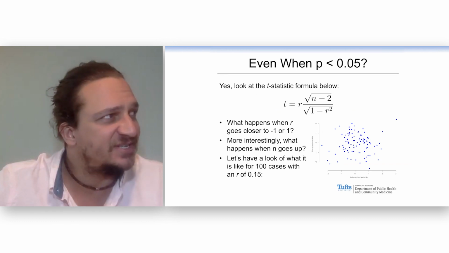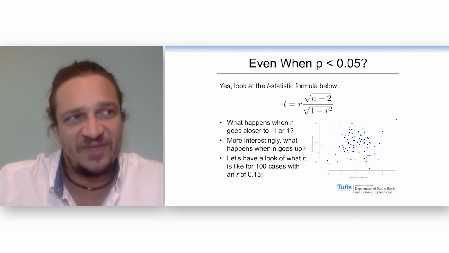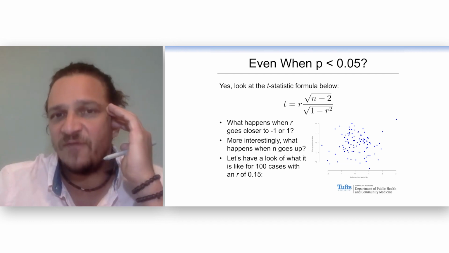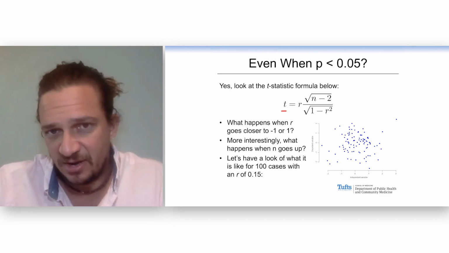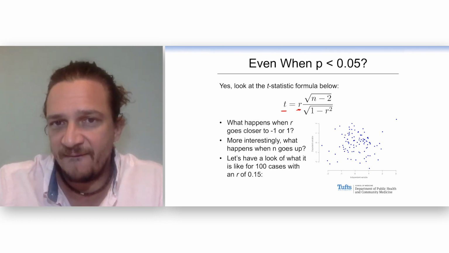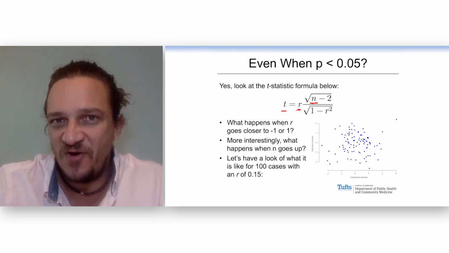But Tybor, even if it's statistically significant, what do we do? If it's significant, doesn't it mean it's important? Well, think about this for a second. Here's our formula. In this formula, the T statistic is driven by two things. How strong is the correlation? And what is the sample size?